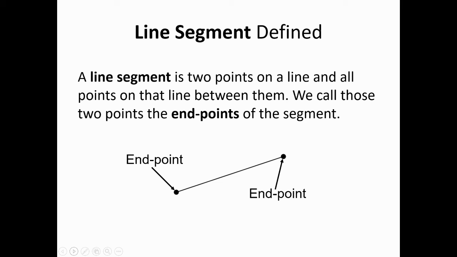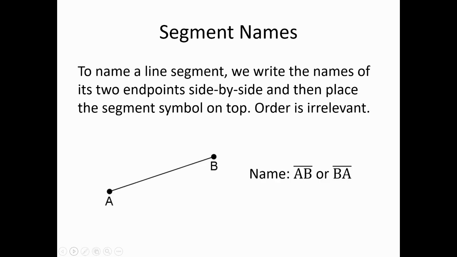So a line segment is two points from a line and all points from that line between those two points. We call those two points the endpoints of the segment. So here's the typical diagram for a line segment with its pair of endpoints. As for segment names, we have to use the endpoints, if we use any points at all. So the line segment that you see below, its endpoints are A and B.